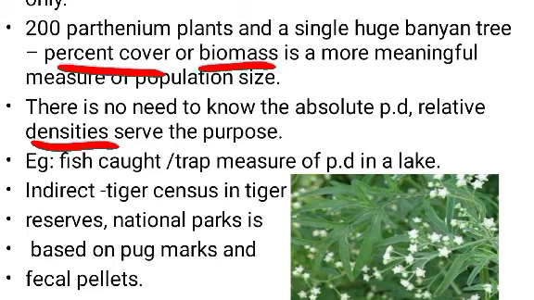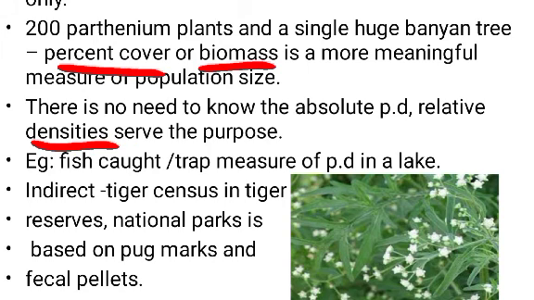Then another is that without seeing the organism, we can also find out the population density or the population size. That method we can call indirect. What is the indirect method of population density? Here, without seeing the organism, we are counting them. That's why we say the population size can be estimated indirectly. For example, the tiger census in our national park or tiger reserve can be calculated based on the pug marks and the fecal pellets.